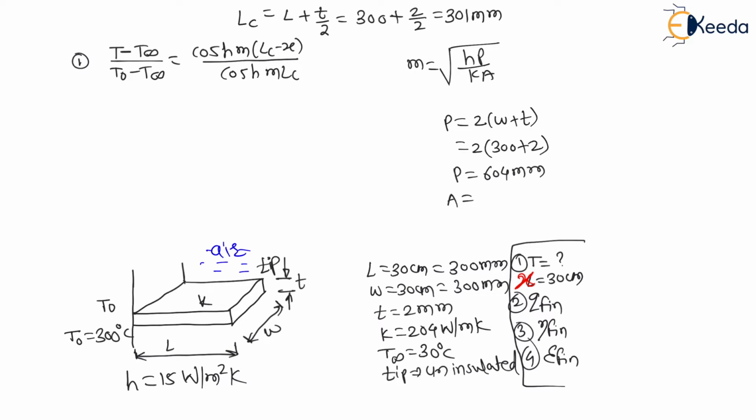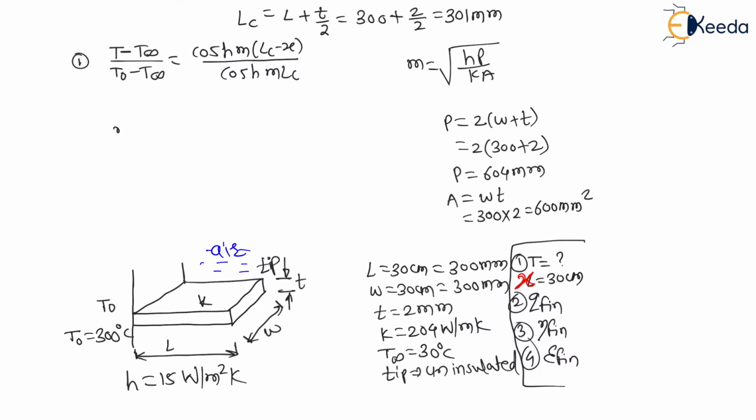Again A is the cross section area, that is w into t. Width is 300 mm into thickness is 2, this is nothing but 600 mm square. If I want to convert this mm square into meter square, I have to multiply with 10 to the power minus 6. For 1 mm 10 to the power minus 3, for second mm 10 to the power minus 3, it will become 10 to the power minus 6. This will be the area and perimeter. So let us find this m first.